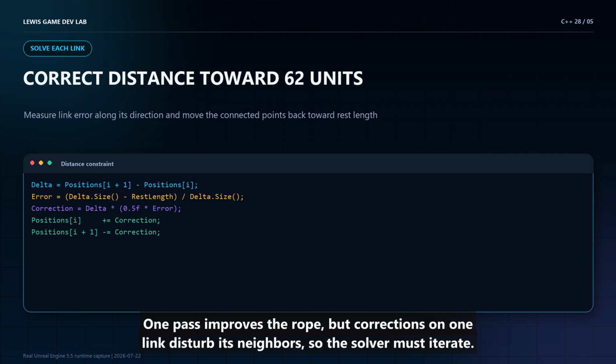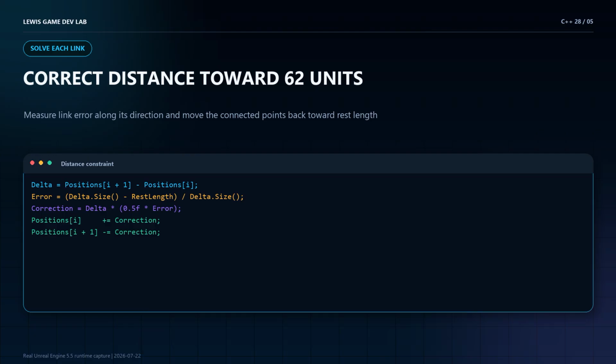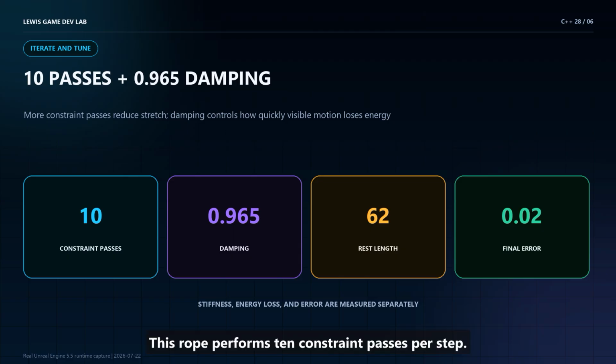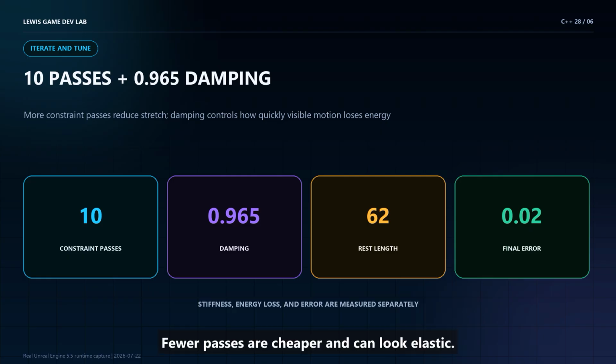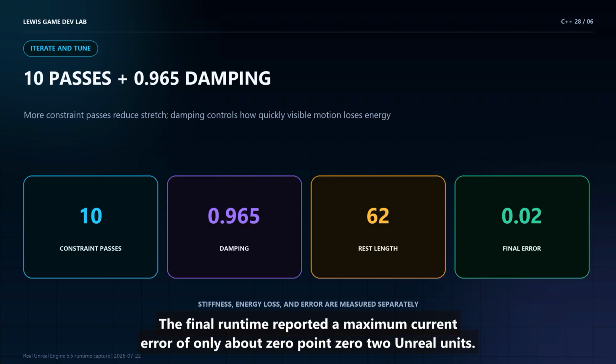One pass improves the rope, but corrections on one link disturb its neighbors, so the solver must iterate. This rope performs 10 constraint passes per step. More passes usually make the links appear stiffer and reduce length error, but cost more work. Fewer passes are cheaper and can look elastic. The final runtime reported a maximum current error of only about 0.02 Unreal units.